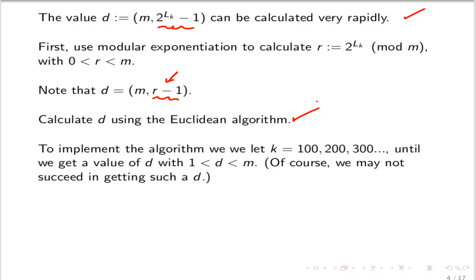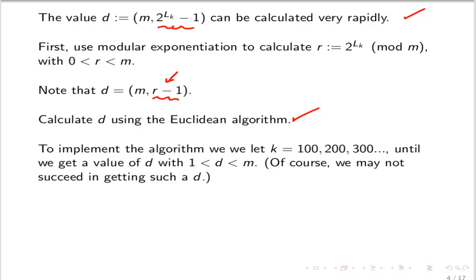We can just use the ordinary Euclidean algorithm to calculate d very rapidly. Now in practice, the question is, how big should we take k to be? So k was this parameter. We typically let it be like 100, calculate the GCD, and then let it be 200, calculate it, let it be 300, and you keep going until you just get tired of running this particular algorithm, and you hope that at some point in the calculation of this GCD you're going to get a value strictly between 1 and m.